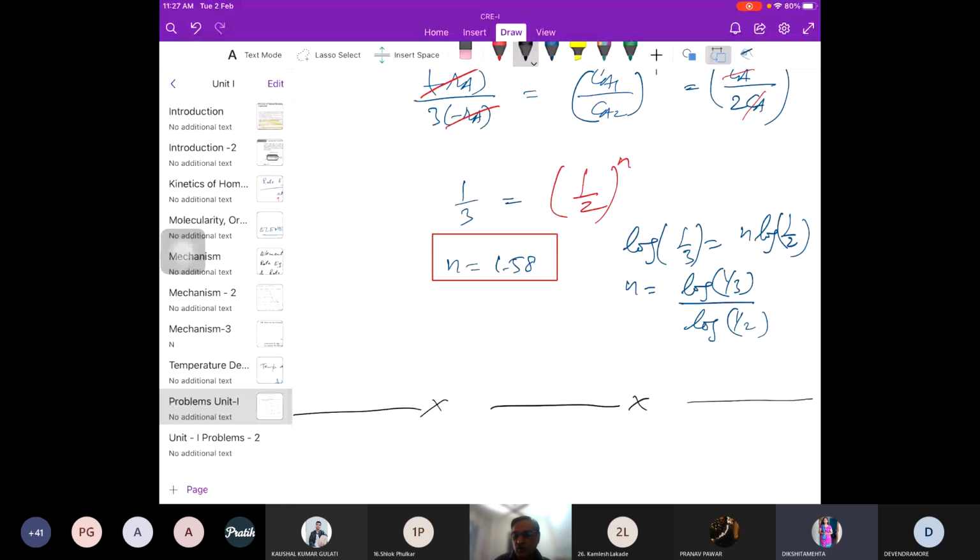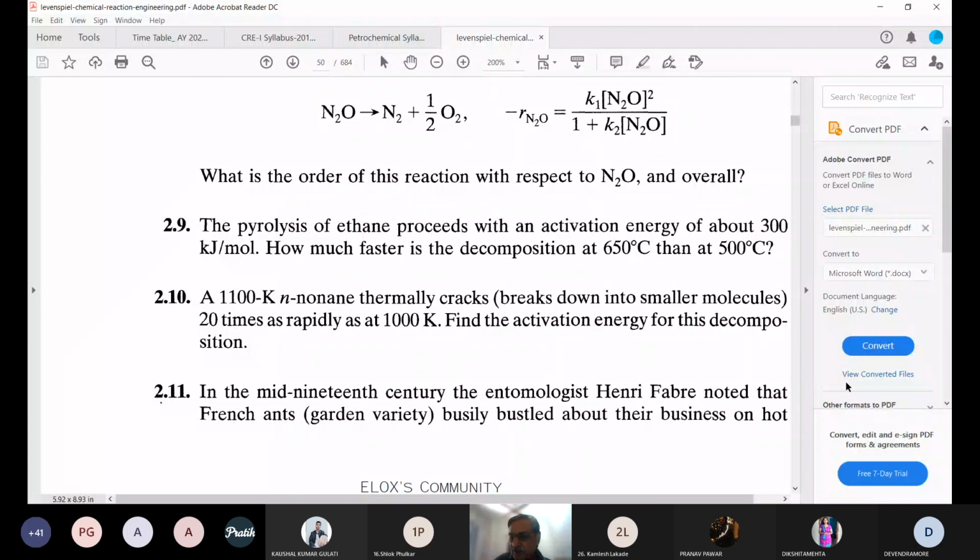So let's see another problem. ये 11 scale की problem है, unsolved problems है. ये 2.9. The pyrolysis of ethane proceeds with an activation energy of about 300 kilojoules per mole. How much faster is the decomposition at 650 degrees centigrade than at 500 degrees centigrade?